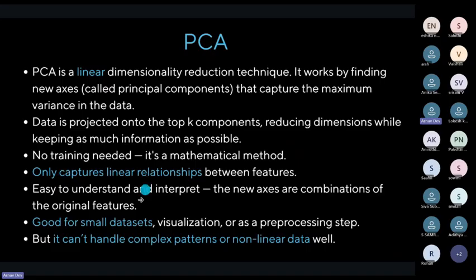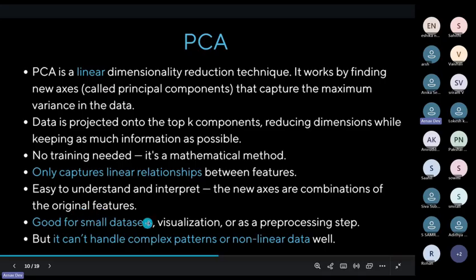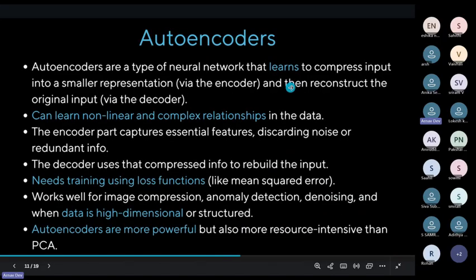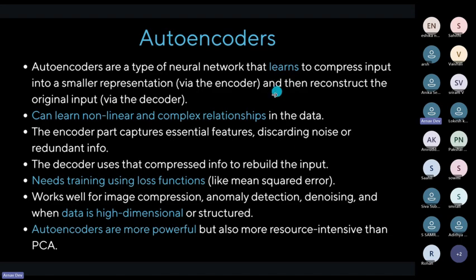PCA is good for small data sets, but the important part is that it cannot handle complex patterns or nonlinear data well enough. If you compare it to autoencoders, an autoencoder needs training, and it learns to compress the input and reconstruct it again. So it can learn nonlinear and complex relationships in the data.